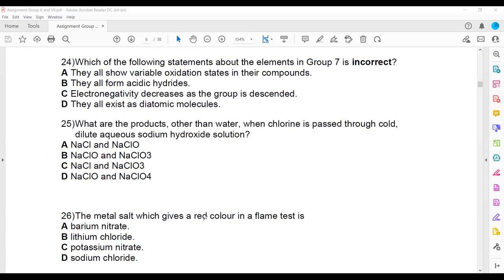The metal salt which gives a red color in a flame test is... so the flame colors, you have to memorize these flame colors.